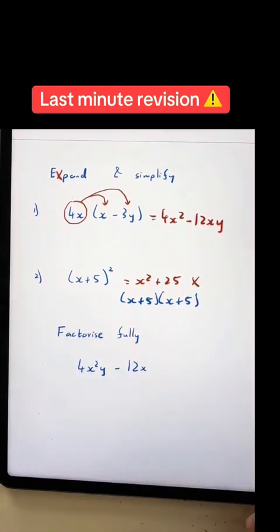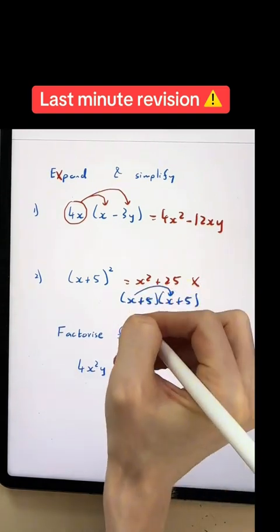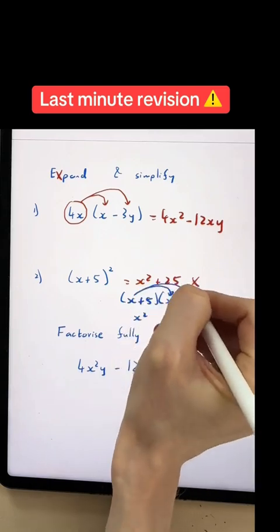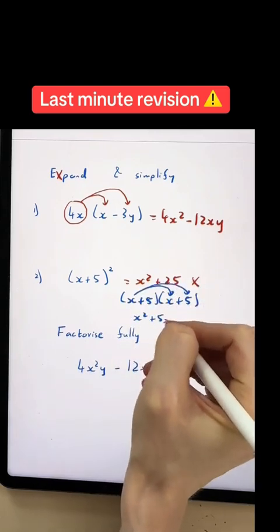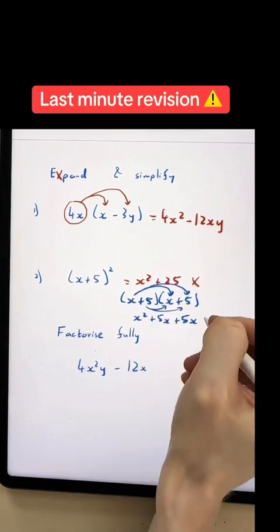When expanding our brackets, you can use FOIL, eyebrows, crab claw, whichever you prefer. We multiply the first term in each bracket together. X times x gives us x squared. My outside terms, x times positive 5 gives us positive 5x. My inside terms, positive 5 times x gives another positive 5x. And my last term, 5 times 5 gives us 25.